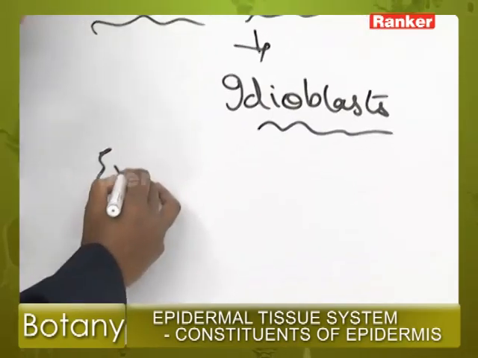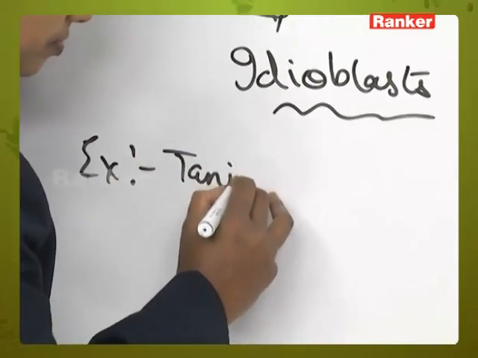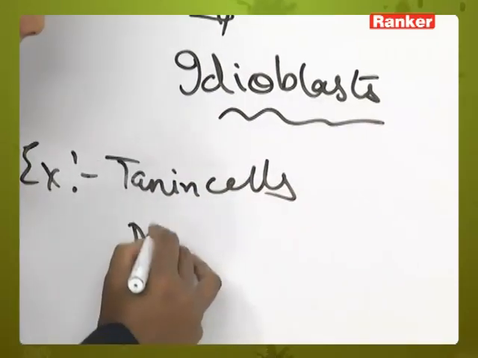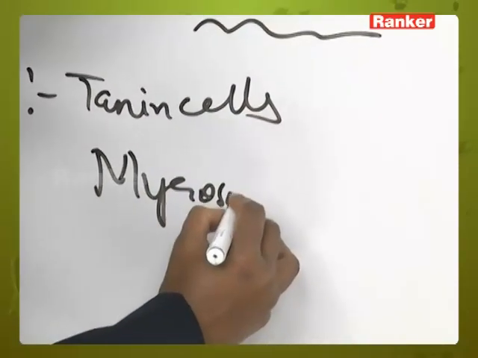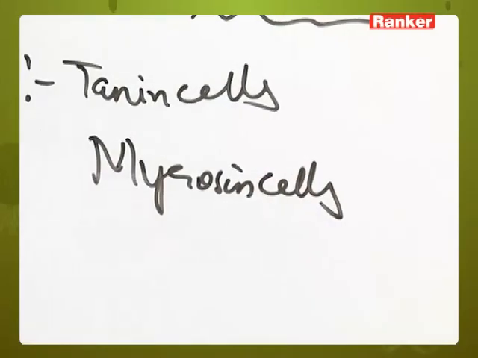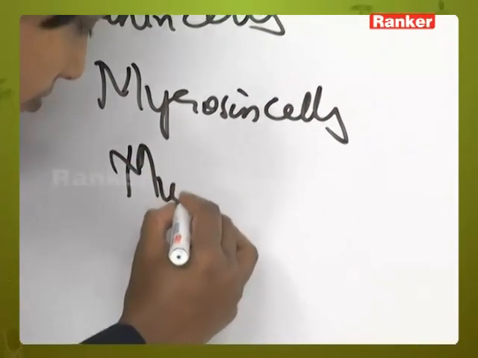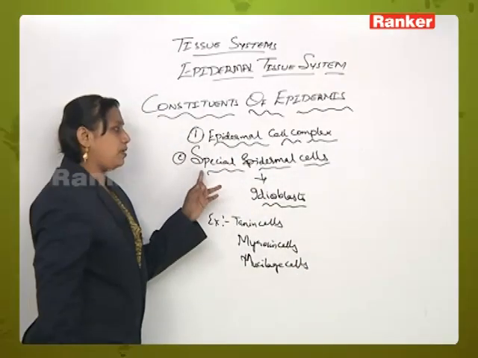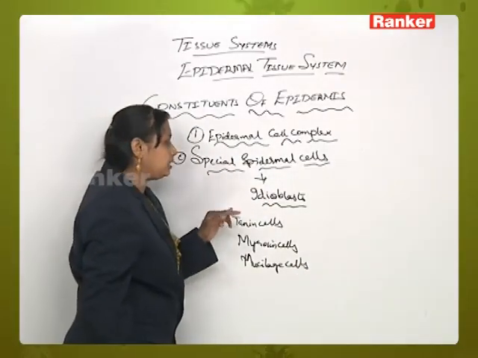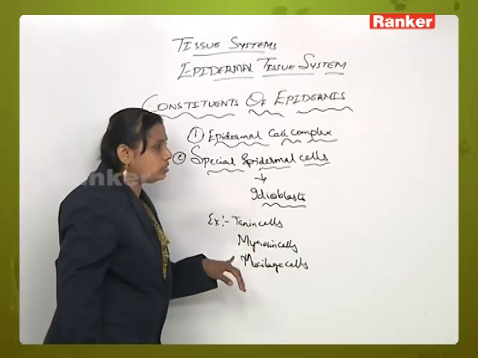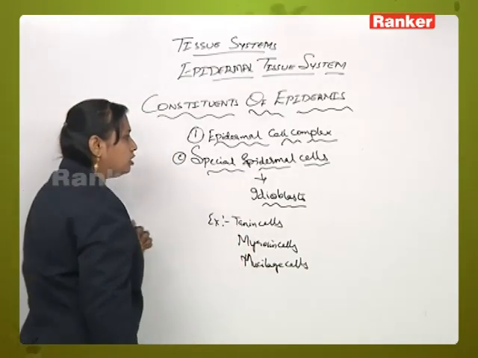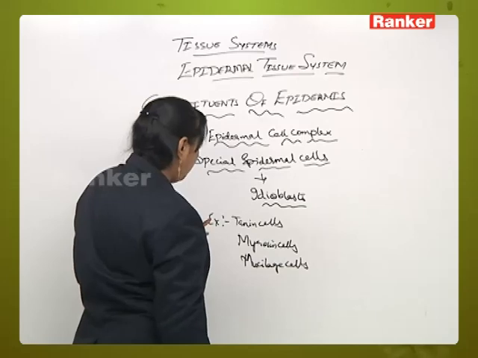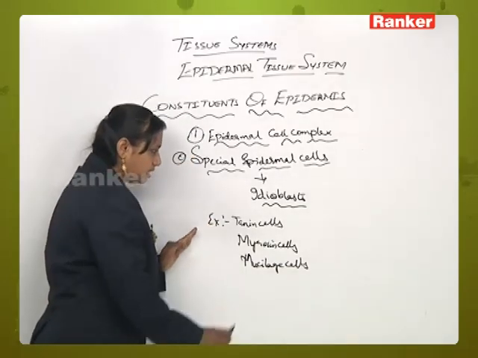Examples can be taken as tannin cells, myrosin cells, mucilage cells. All these come under special epidermal cells: idioblast cells, mucilage cells, tannin cells, myrosin cells. Besides this, in many angiosperms, crystals are present. These are special epidermal cells, of which idioblast is one.